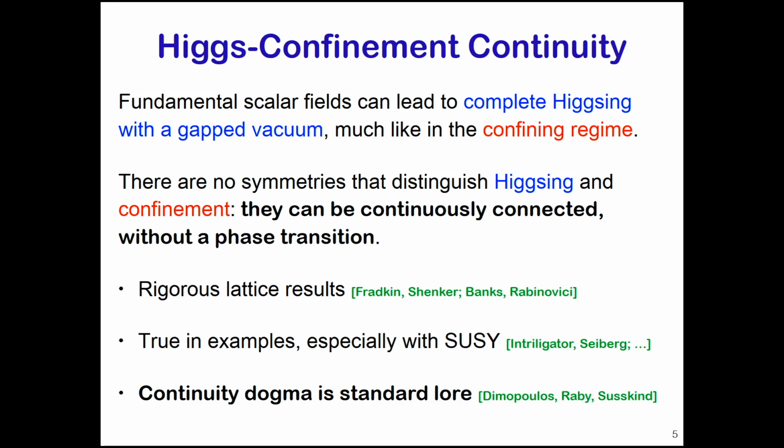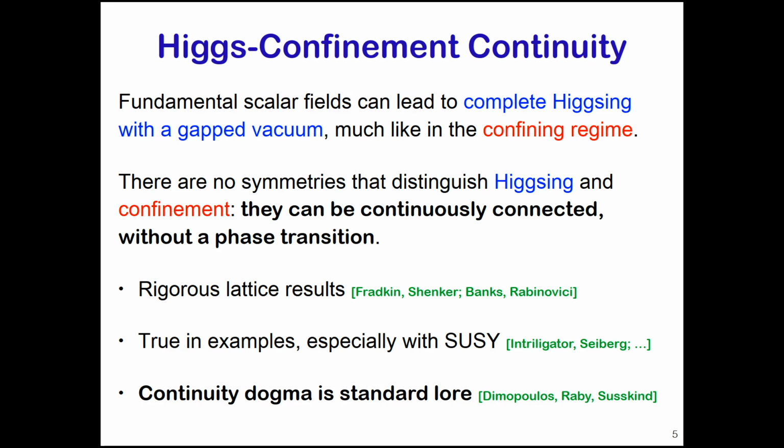For example, there's a famous set of rigorous lattice results by Fradkin and Shenker and by Banks and Rabinovici, which kind of started this whole business. And over the years, it's been observed to be a feature of many, many models that can be analyzed exactly, especially models with supersymmetry, where you can often tune moduli continuously to take you from what is ostensibly a Higgs regime to what is ostensibly a confining regime.